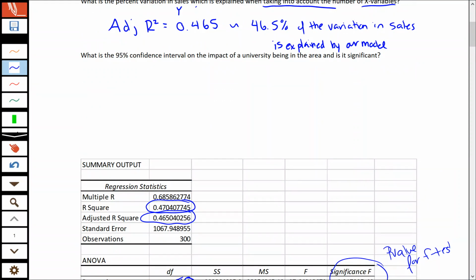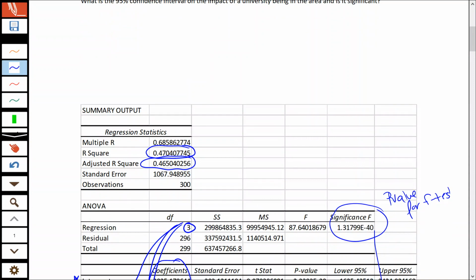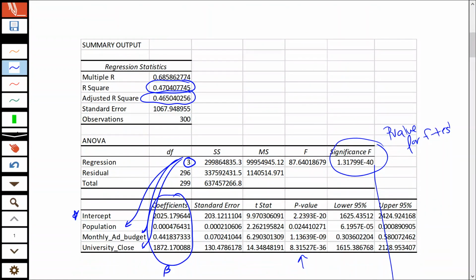So the last question here is, what is the 95% confidence interval on the impact of a university being in the area, and is it significant? So anytime we're talking about a confidence interval, those are typically given to us in our output here. In a second, we're going to go over how we could possibly calculate it ourselves. But if we were talking about whether or not a university is close, we're looking at our last row here. And what we're really looking at is that confidence interval given at the end there.